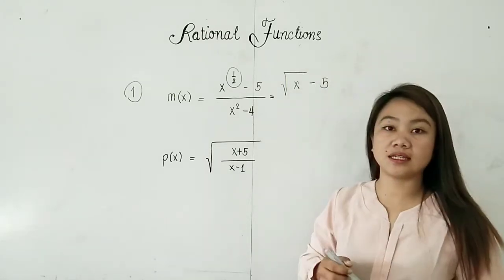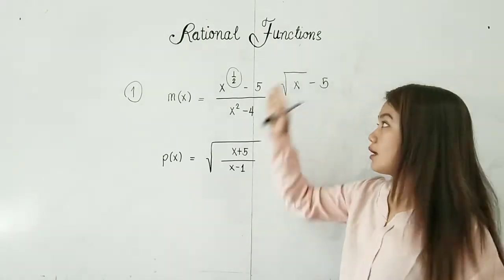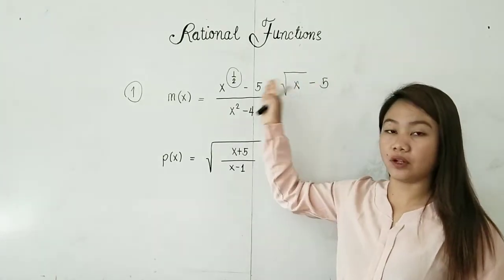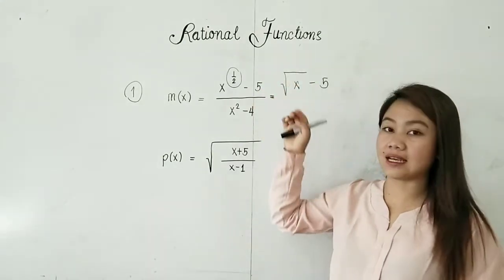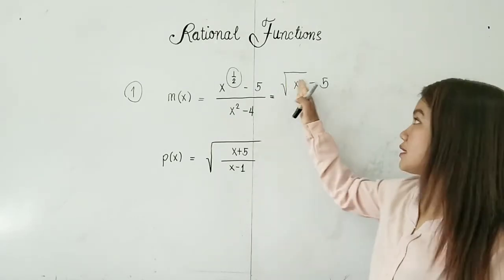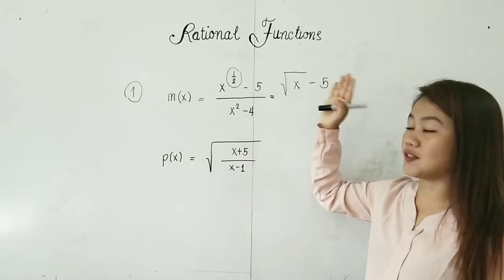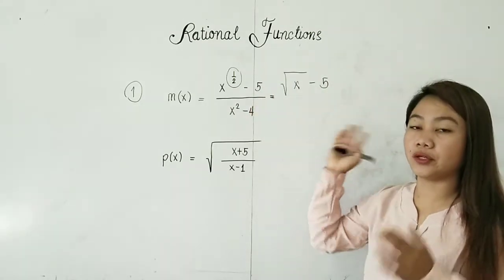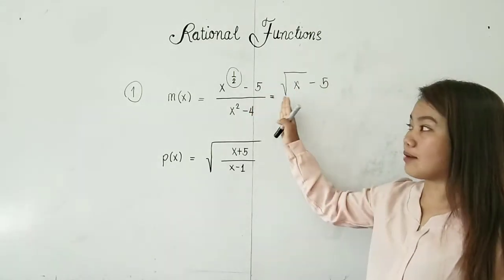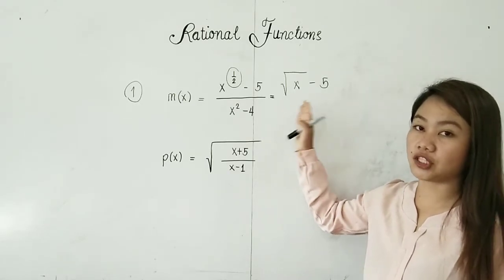Since we have a radical sign, we can say that this is not a polynomial. So this is a radical function. Since our numerator is not polynomial, we can conclude automatically that m of x is not a rational function.